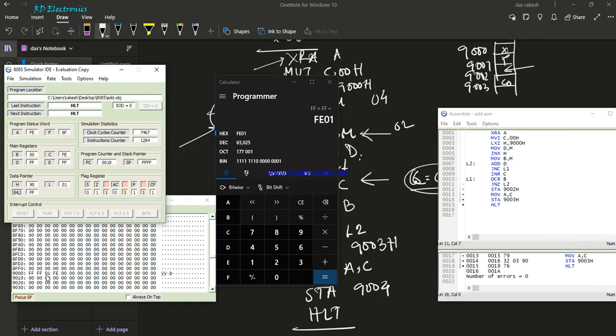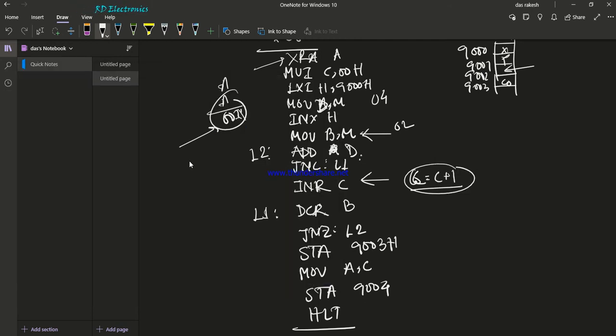So see that the result is 01. Yes, so what is our sum value, that means product value 01, and what is our carry value? Yes, right. So this is okay. So this is the operation of 2 8-bit number multiplication using the repeated addition method.